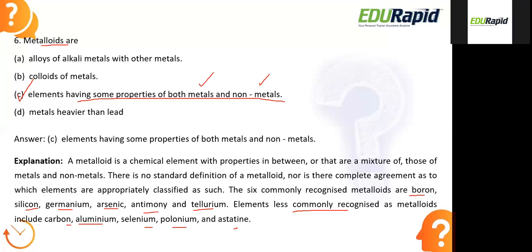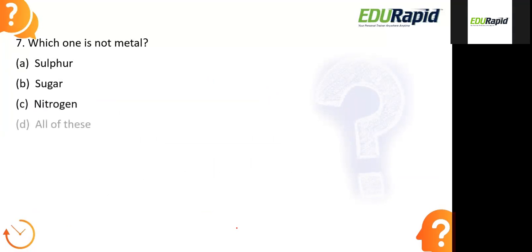Okay. Moving to the next question now. Which one is not a metal? Sulfur, sugar, nitrogen, all of these.